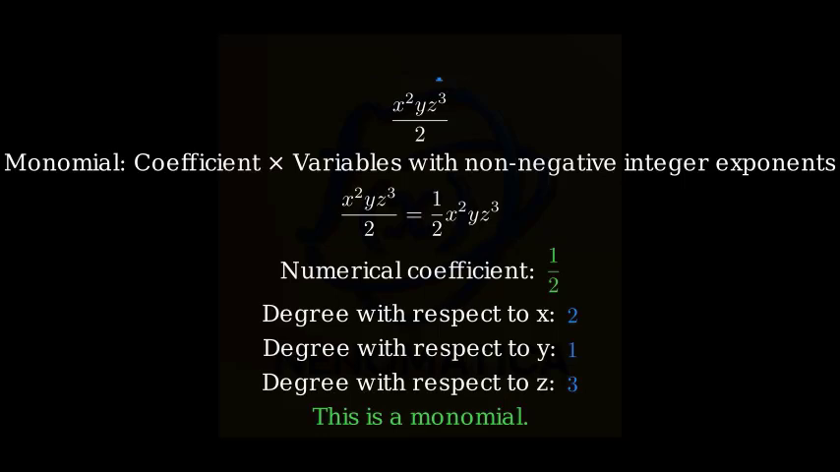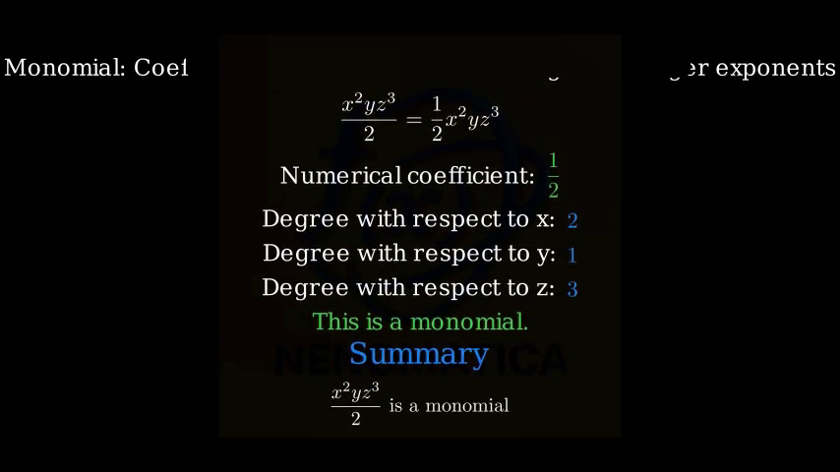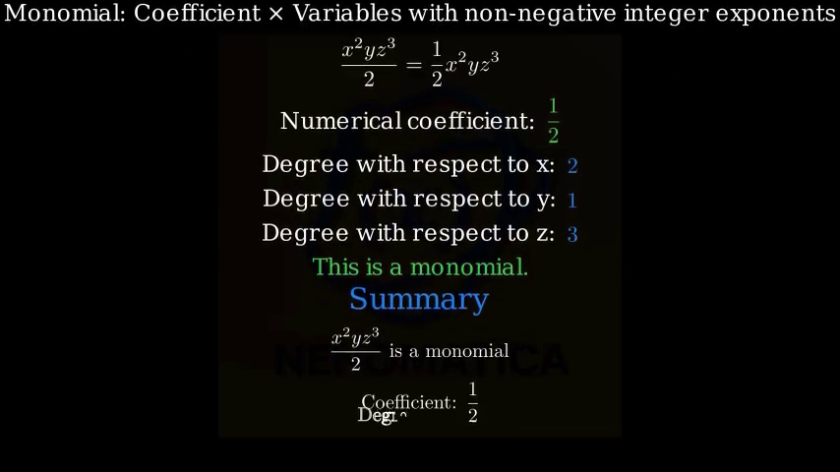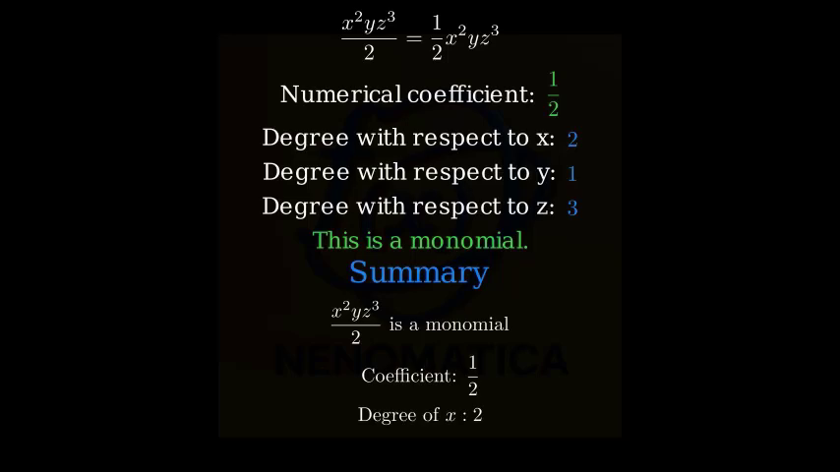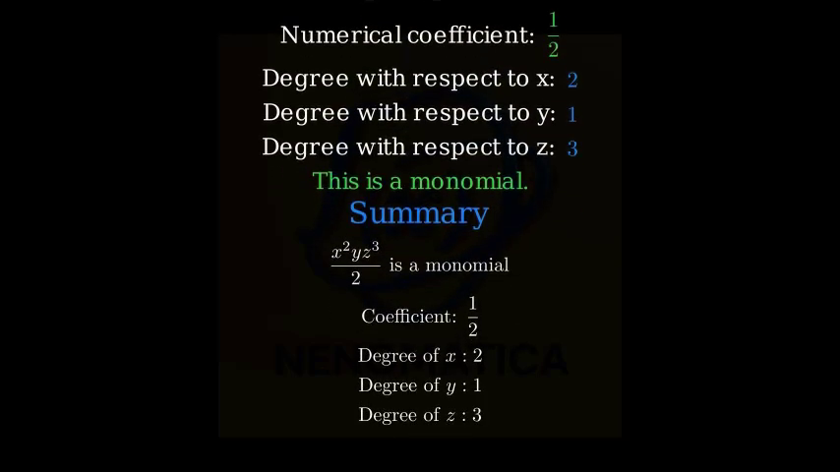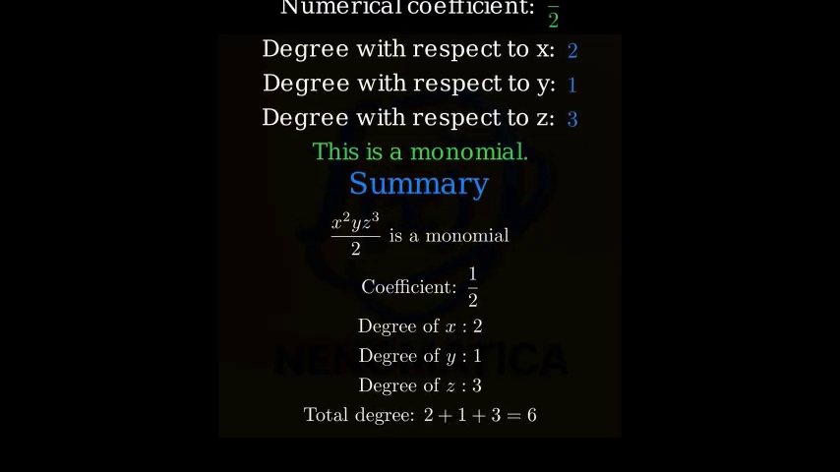Now let's summarize our findings. The expression x squared y z cubed divided by 2 is a monomial. Its numerical coefficient is 1/2. The degree with respect to x is 2. The degree with respect to y is 1. And the degree with respect to z is 3. Additionally, we can find the total degree of this monomial by adding up all the exponents. 2 + 1 + 3 is equal to 6.